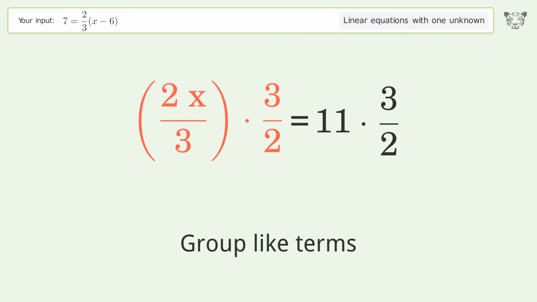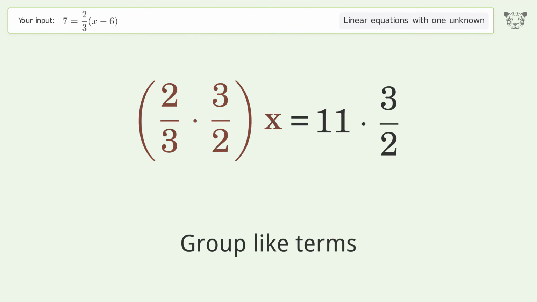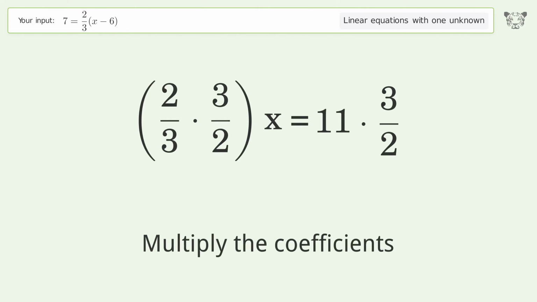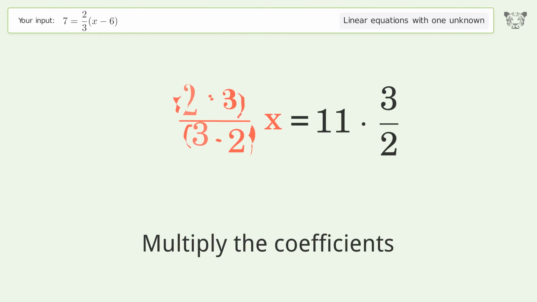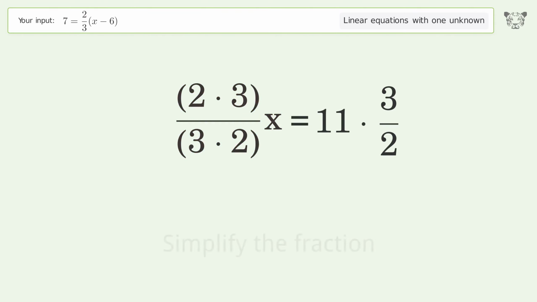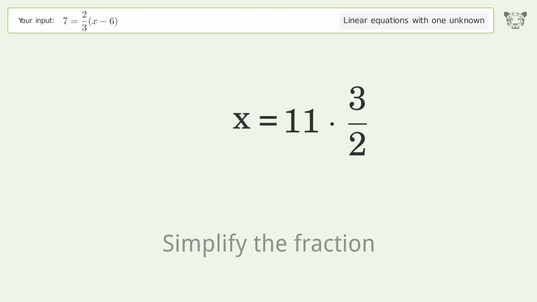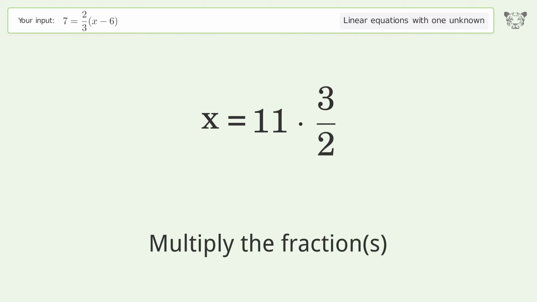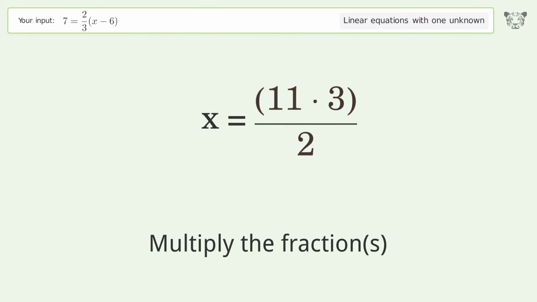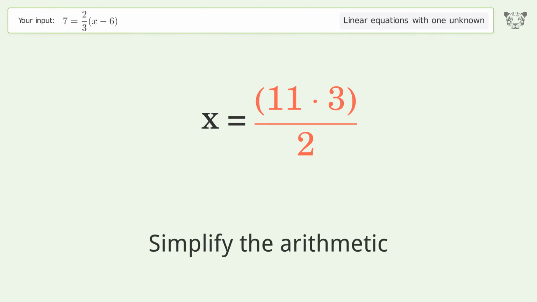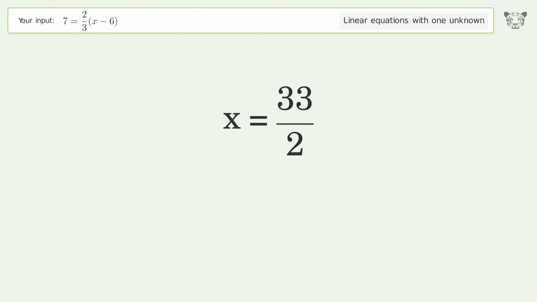Group like terms. Multiply the coefficients. Simplify the fraction. Multiply the fractions. Simplify the arithmetic. And so the final result is x equals 33/2.